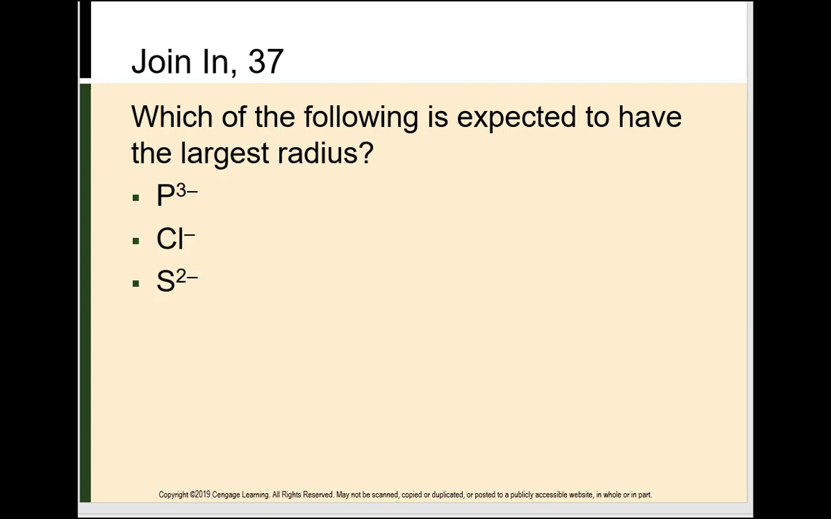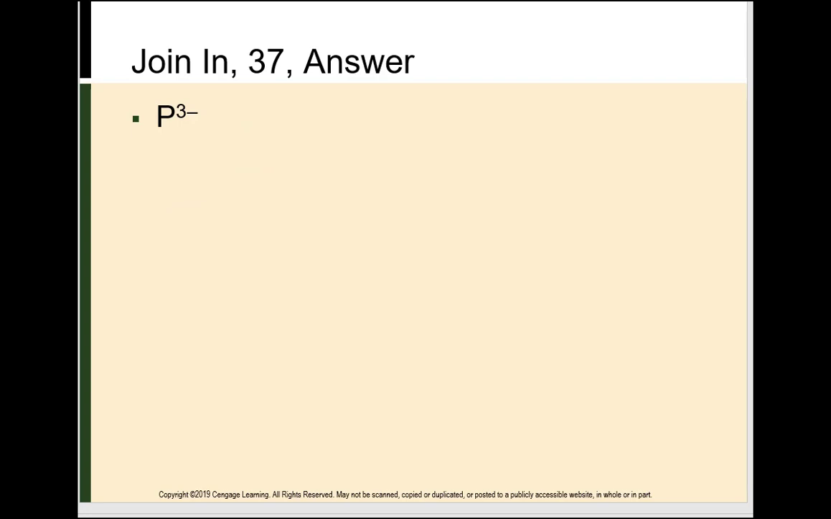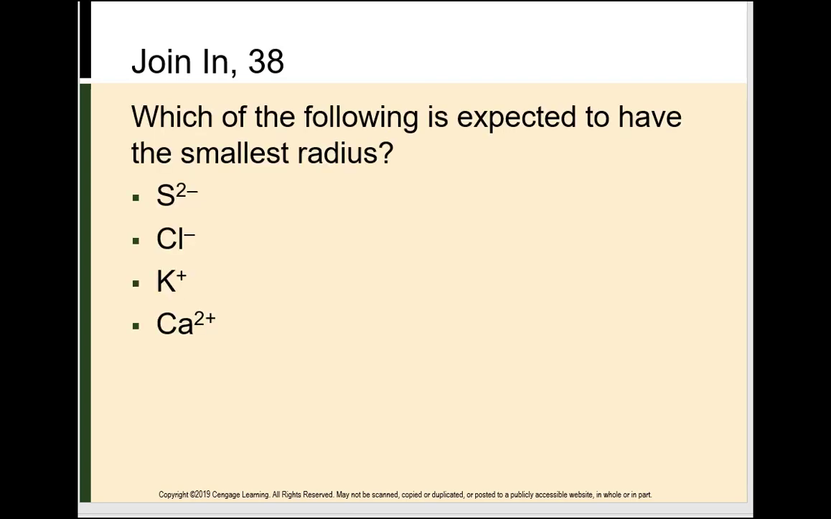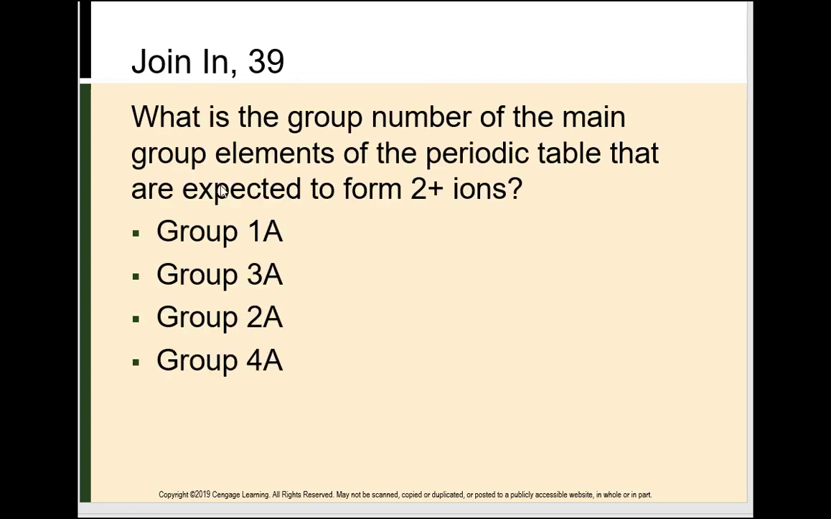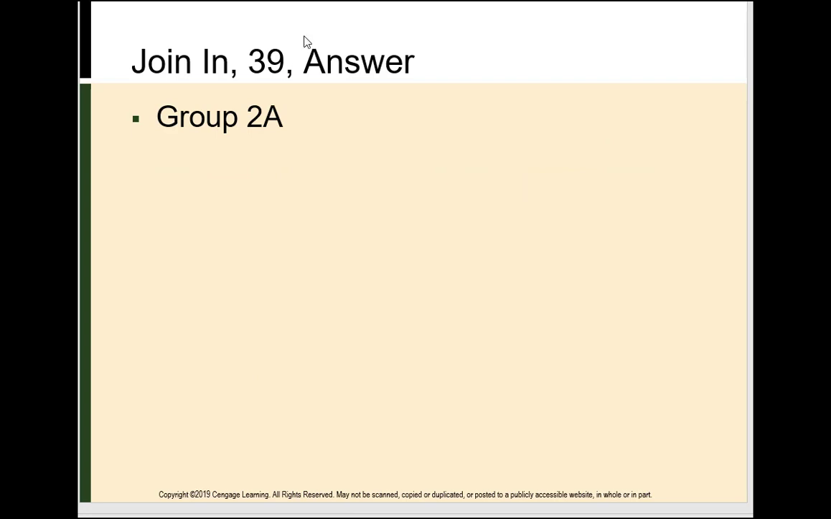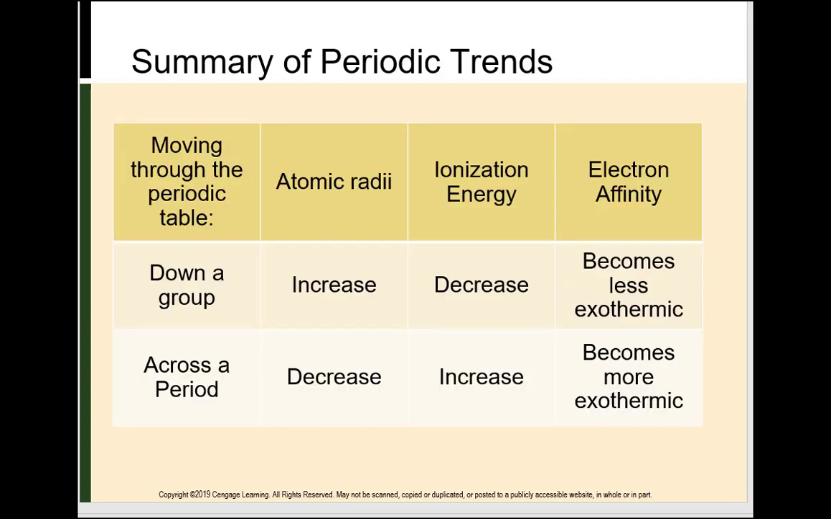Which one has the largest radius? Which would have the smallest radius? Which group is expected to form 2+ ions? 2A.